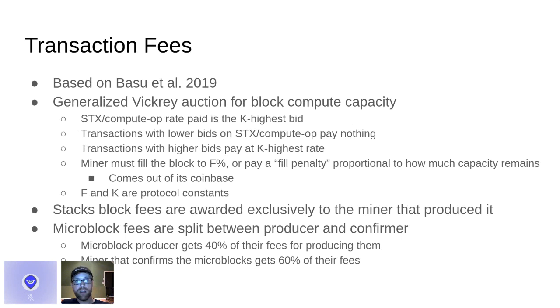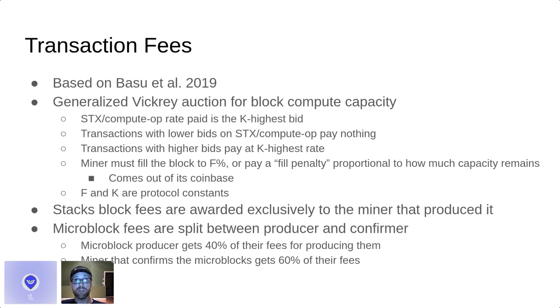So that's mining strategies. Let's talk just a bit about transaction fees. The fee system we use in Stacks 2.0 is based on a paper from Basu et al. in 2019 called Towards a Functional Fee Market in Cryptocurrencies. Unlike Ethereum and Bitcoin, the system implements a generalized Vickrey auction for block compute capacity. A Vickrey auction is an auction where the second highest bid wins.